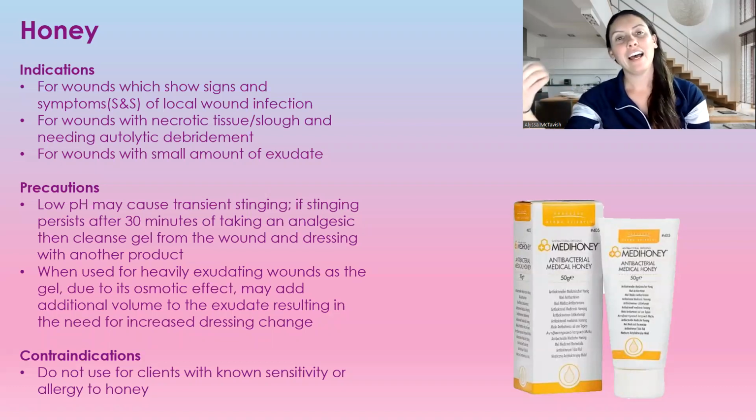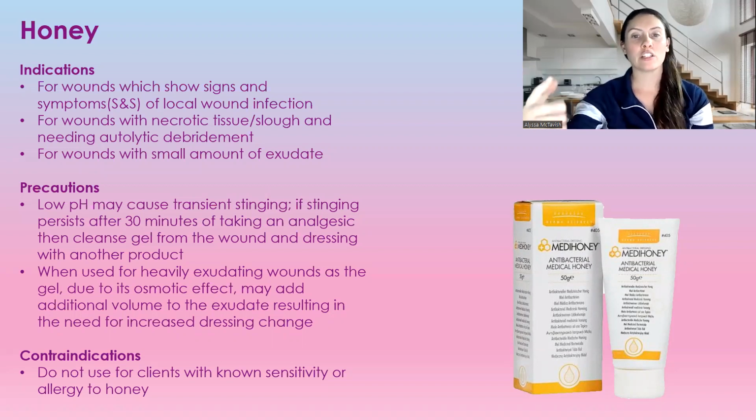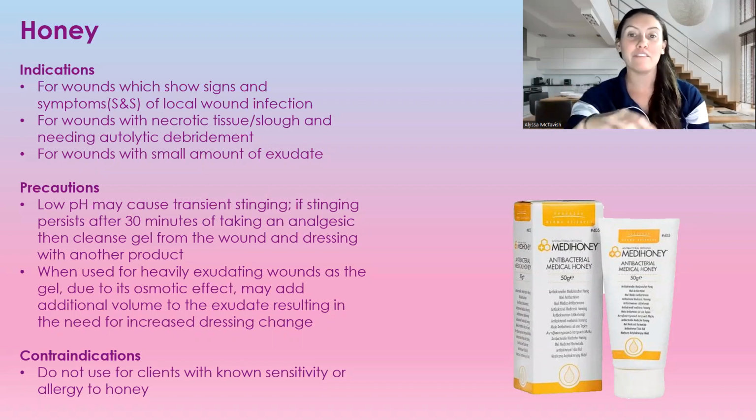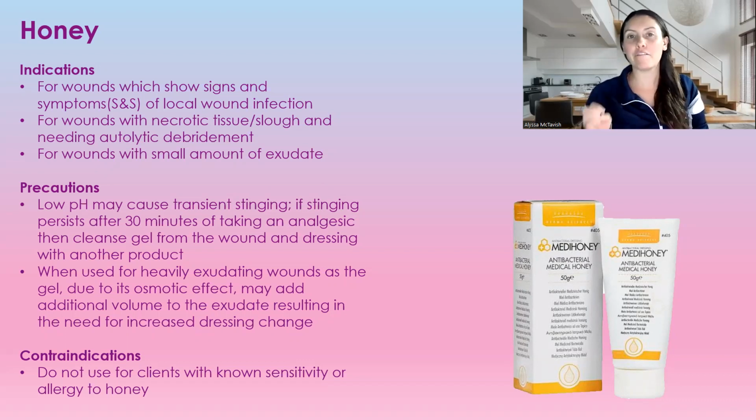Okay, so next we have honey. It is specific for medical use, so it is medical grade Manuka honey that's used. So indications for use, once again: wounds with signs and symptoms of infection, wounds that have necrotic tissue or slough, okay? So we can use this as an autolytic debrider. It works quite well. We can use this for wounds with small amounts of exudate because it will increase exudate, okay? So precautions, it does have a low pH, so sometimes it does cause a stinging effect. Now, if somebody has taken a pain medication and still has a stinging effect after 30 minutes, I would suggest to move to a different antimicrobial.